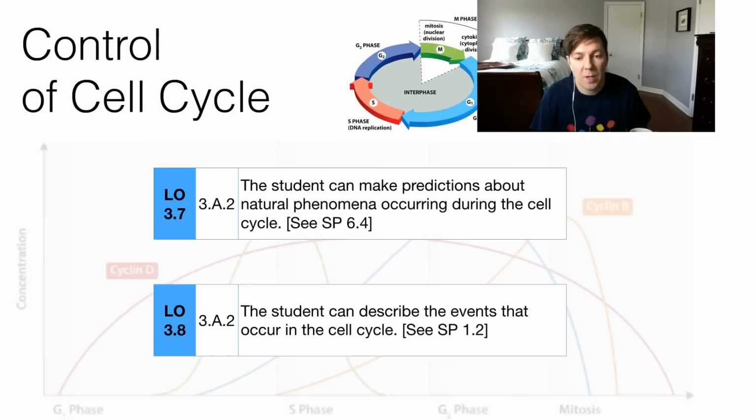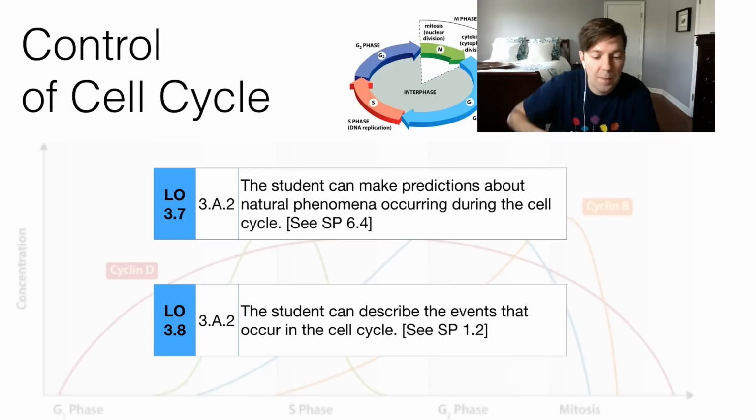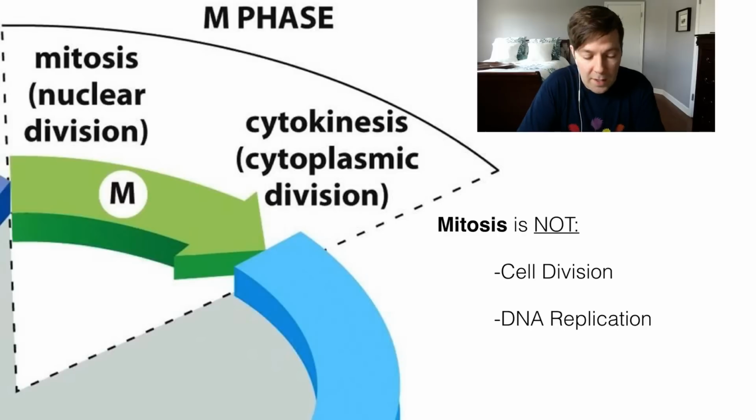Then you need to be able to describe the events that occur in the cell cycle. So if I tell you a cell is in G1, do they have single chromosomes or do they have those duplicated chromosomes? When do the chromosomes double in size? Okay. All right. So it's been a long time in cell cycle.